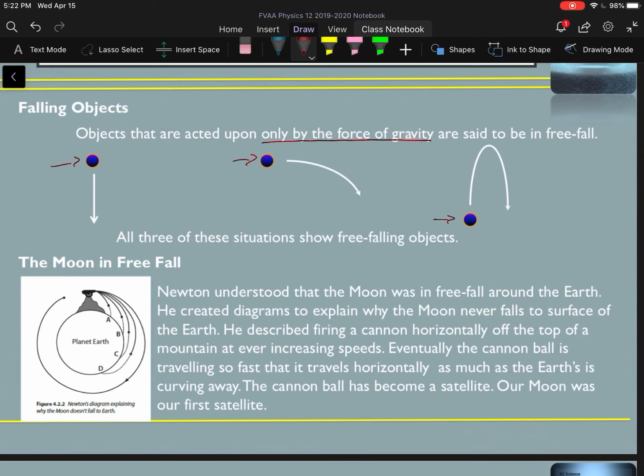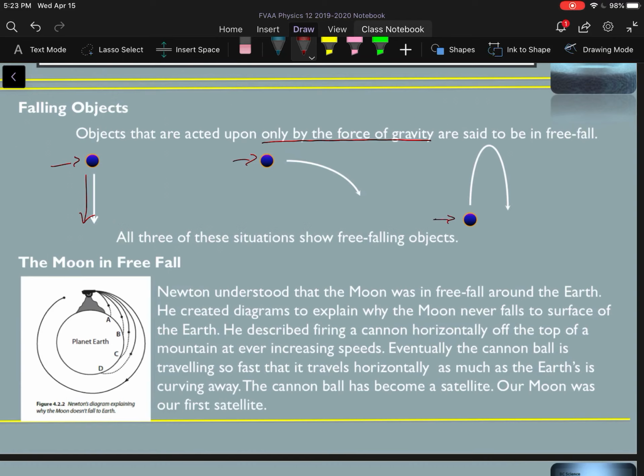The first object is just being dropped and dropping straight downward. The second object, we can imagine that it's a ball being thrown horizontally to the right. So it's got a horizontal component, but the vertical component doesn't change. It falls just like the first object and would hit the ground at the same time, if all other variables remain constant.